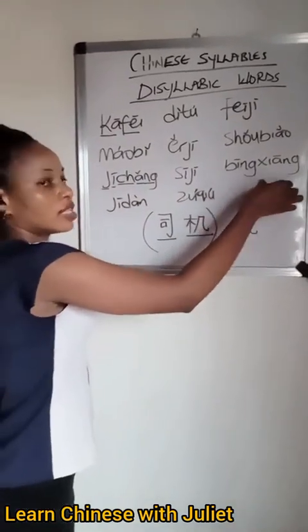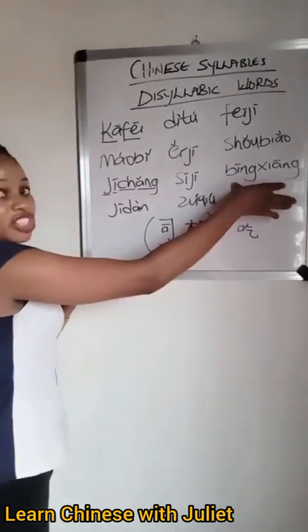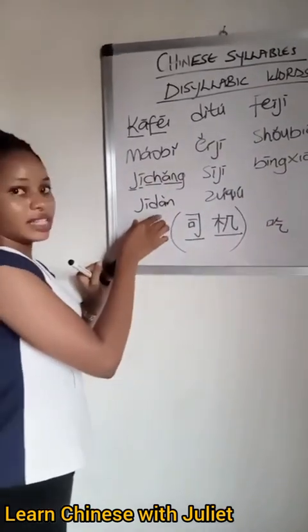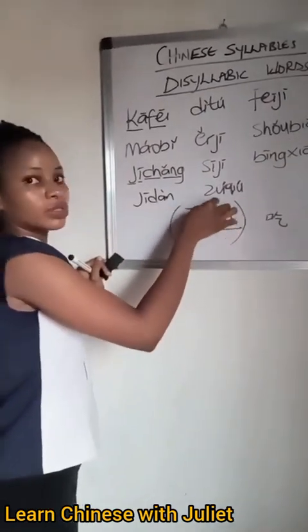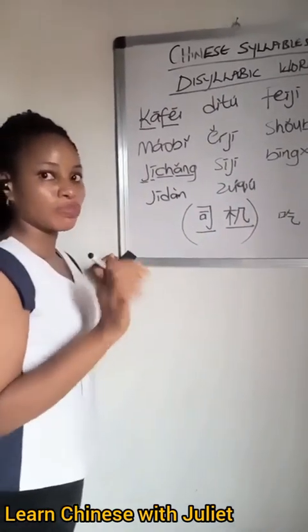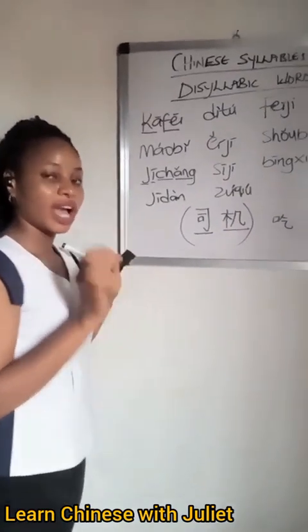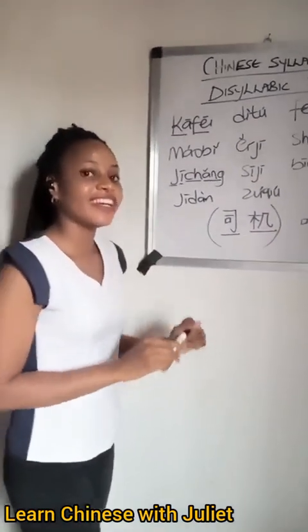Bingxiang means fridge, a refrigerator. Jidan, it's egg. Zuqiu means a football. I hope you all understood now.